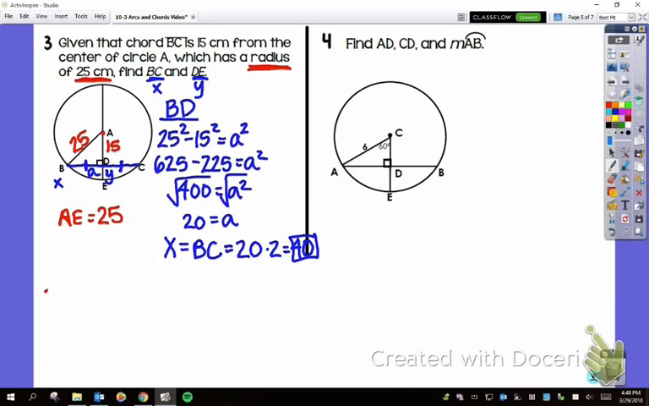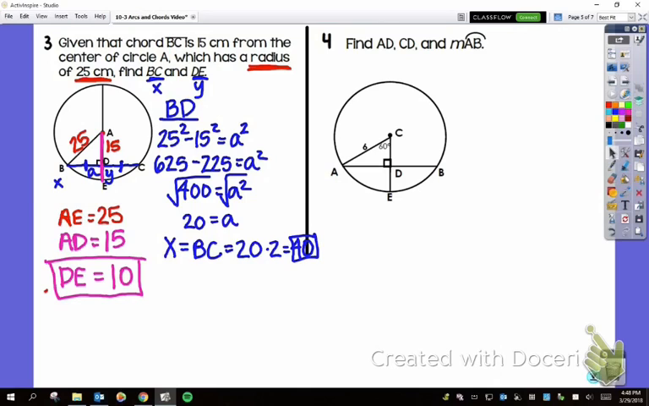Okay? Then that other piece is a lot easier to find. To find DE, we know that this whole thing, AE, is 25. Okay? Then we know that AD is 15. So to find DE, we just subtract and you would get 10. So those are your two answers on that one.